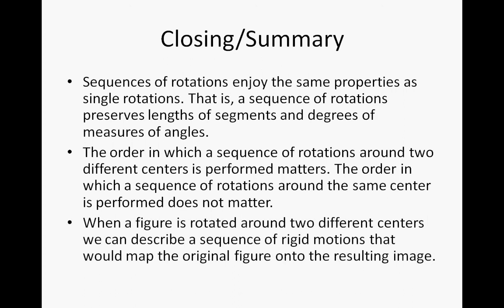And last, when a figure is rotated around 2 different centers, we can describe a sequence of rigid motions that would map the original figure onto the resulting image. So we can describe what is happening when we have rotations around 2 different centers.